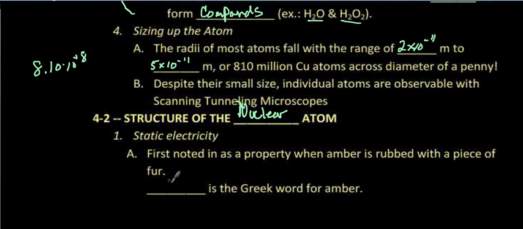Right. So that's the first notation of static electricity. And interestingly, the name for amber in Greek is electron, which I have always found very interesting.